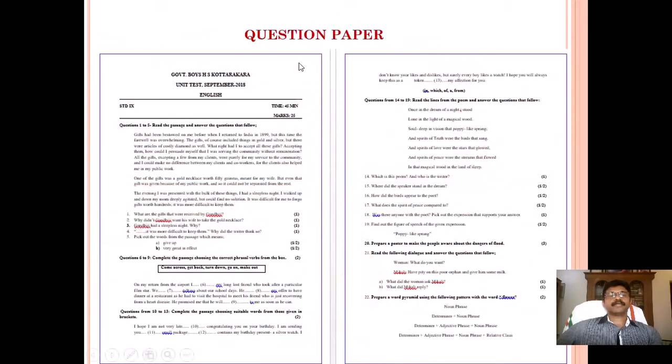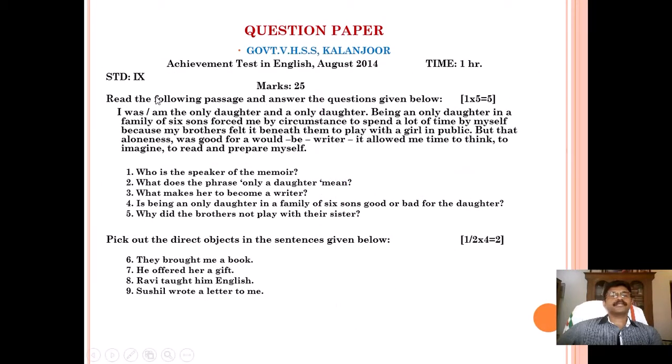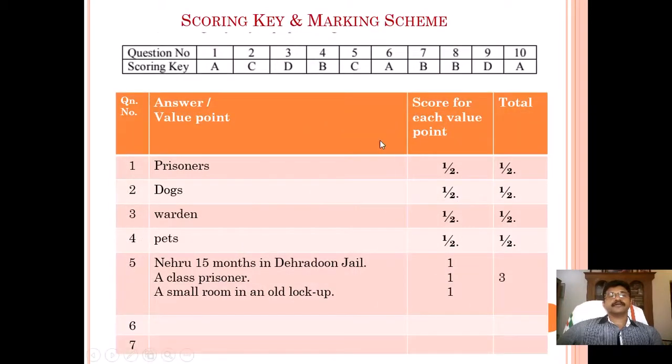And after preparing the blueprint, you have to select the test items according to your blueprint and set the questions with the necessary instructions like the total time, the score, then question number, and giving instruction for each question, etc. After preparing the question paper, we have to prepare a scoring key and a marking scheme for the evaluation of the answer scripts.